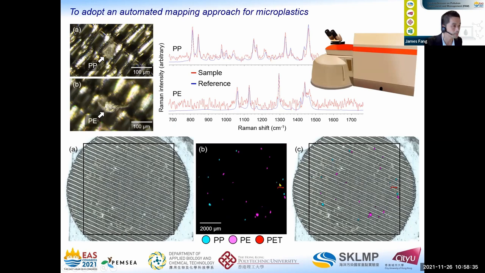Panel C is the superimposed image of A and B. From panel C, we can locate where these microplastics are on this filter membrane. Okay, this approach is good and reliable and saves much of our time because it is automated.